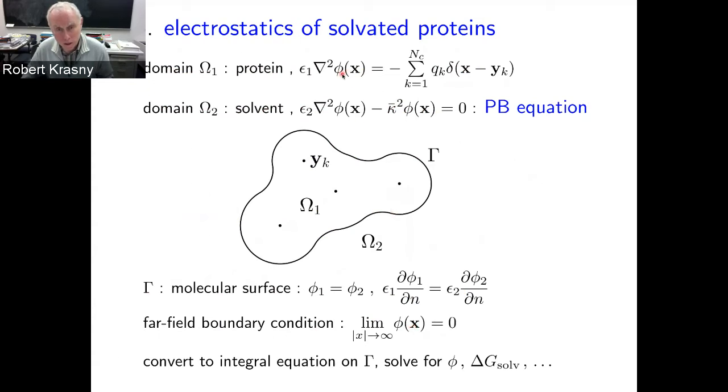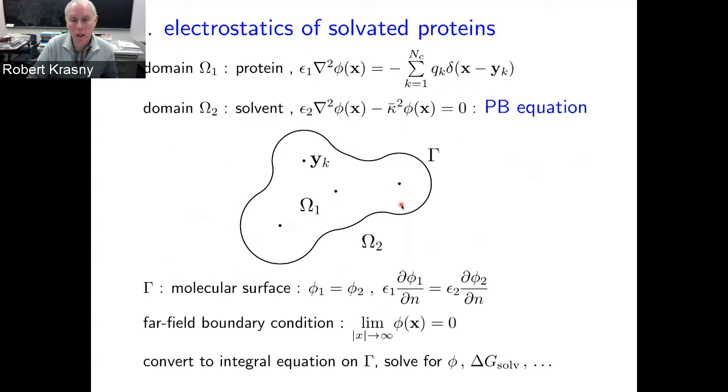So the objective here is to solve for phi, and we can convert these PDEs to integral equation form. It's an integral equation on the interface, gamma. We solve for the potential. From that, we can get the solvation energy, and that yields biological information about the solvated protein. Skipping lots of details, you can understand why.